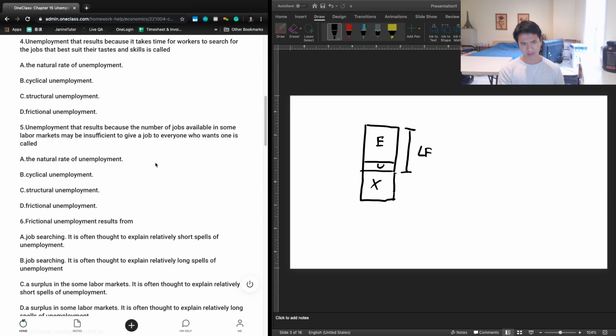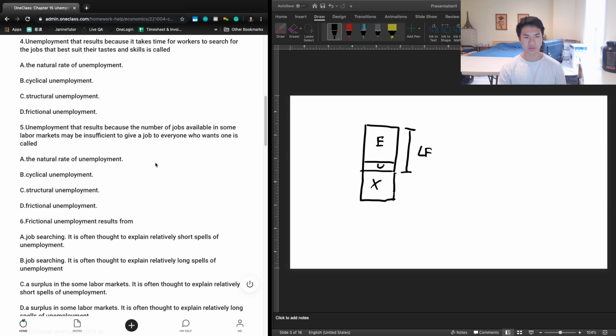Number 4 says unemployment that results because it takes time for workers to search for jobs that best suit their tastes and skills is called which of the following? This is again testing our knowledge of the definitions of the categories of unemployment. The definition we're given is for frictional unemployment, which is defined exactly as that, the time it takes for workers to search for jobs that best suit their tastes and skills. The way we can think of this is, let's say there are 100 people looking for jobs and there are exactly 100 jobs.